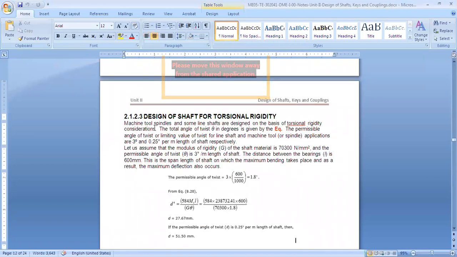Okay. So when we design the shaft, just hold on one minute. I have to take this call. Just let me make it right.